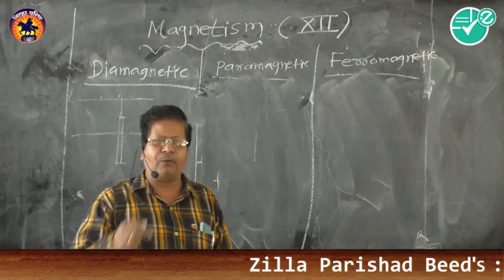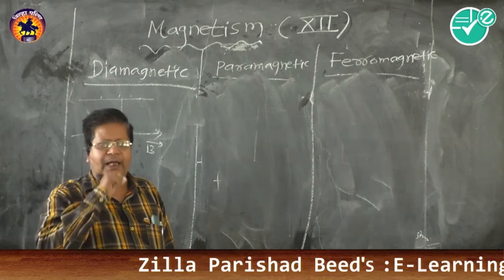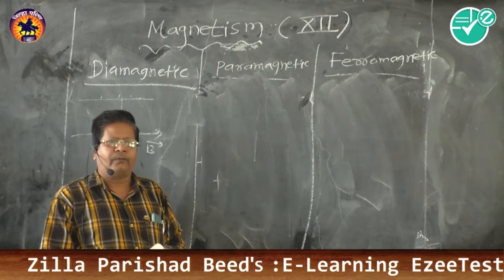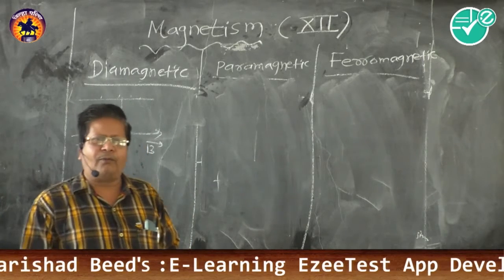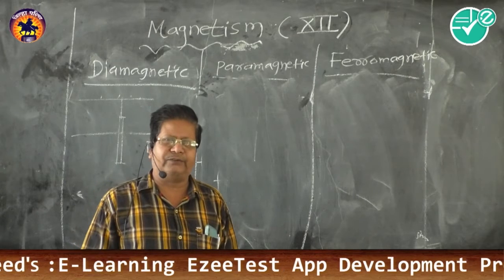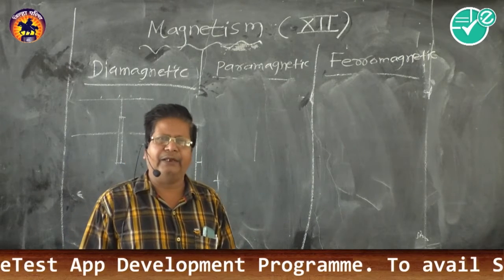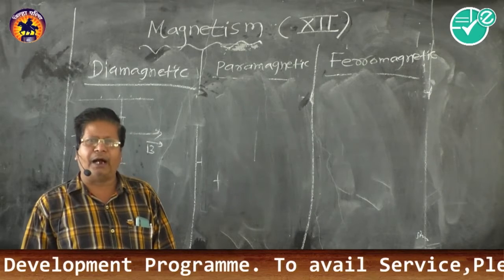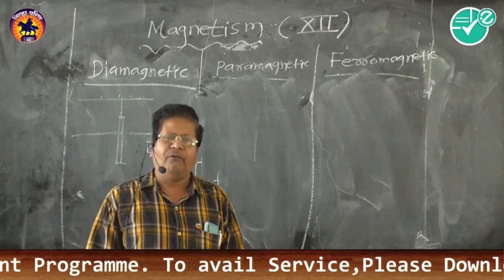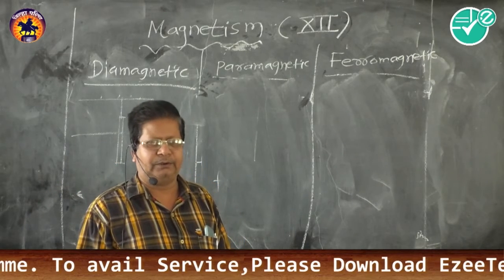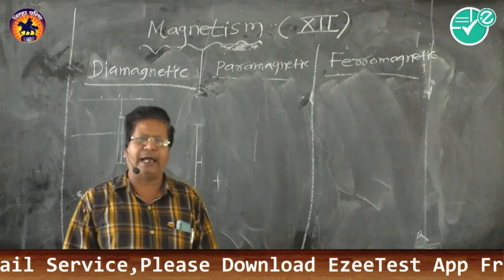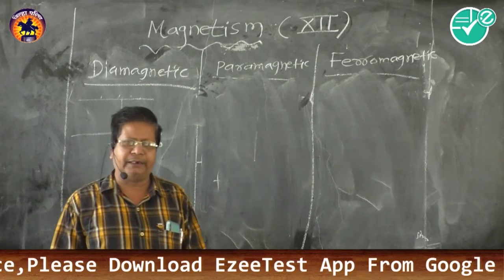And in case of ferromagnetic substances, if a thin rod of ferromagnetic substance is placed in a uniform magnetic field, then it quickly comes to rest with its length parallel to the direction of the magnetic field.